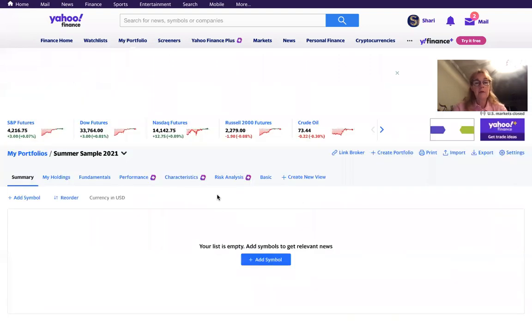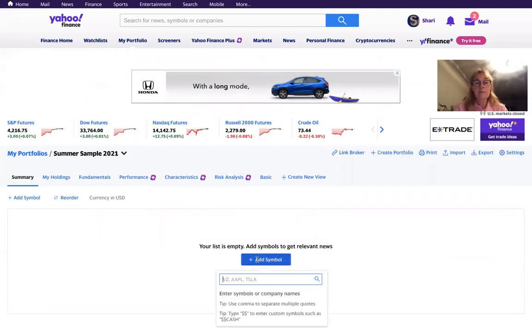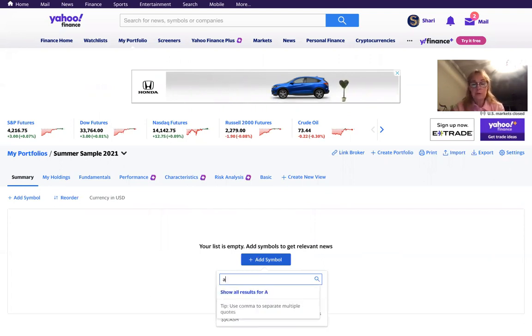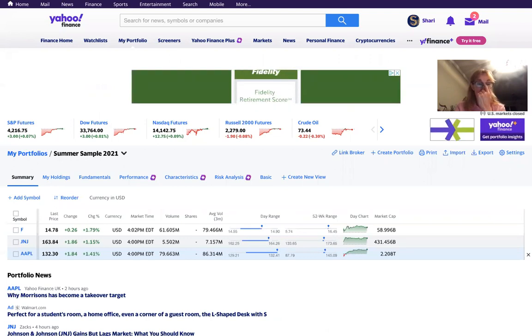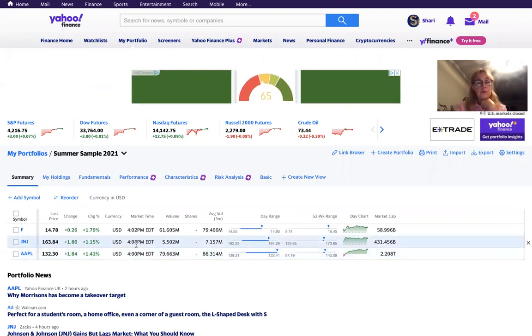All right, now I'm going to add my symbols. You can put in all your symbols here separated by commas. So I'm going to put in Apple, Johnson & Johnson, and Ford. Those are my 3 stocks, my 3 holdings. Once you've entered all 10 of your holdings, it should look like this.